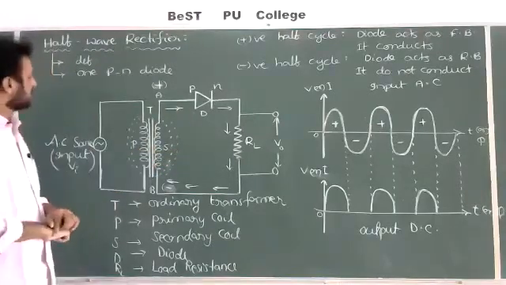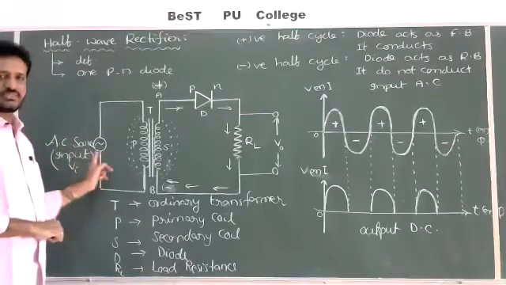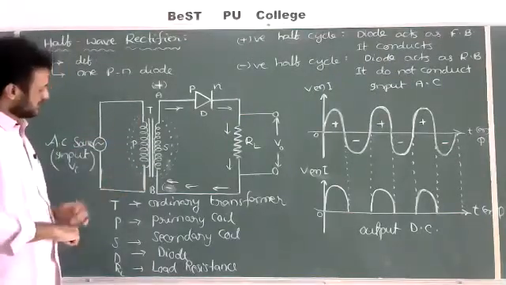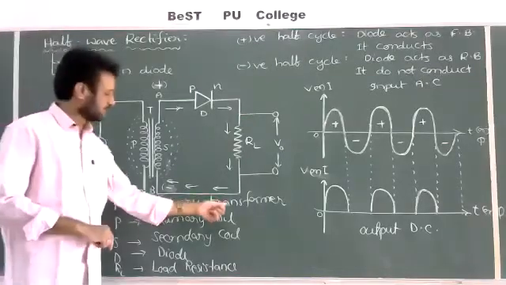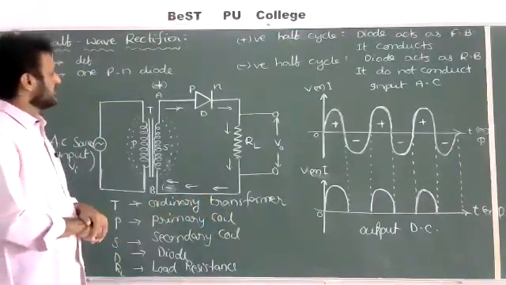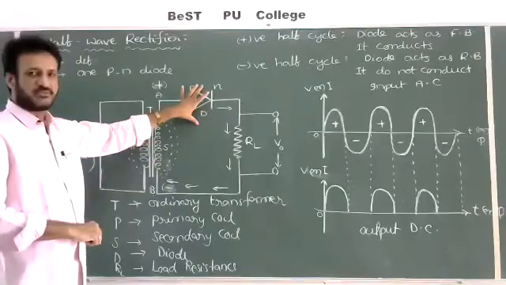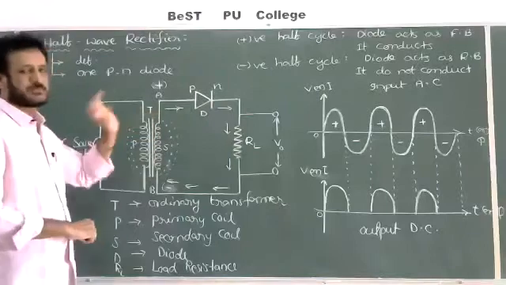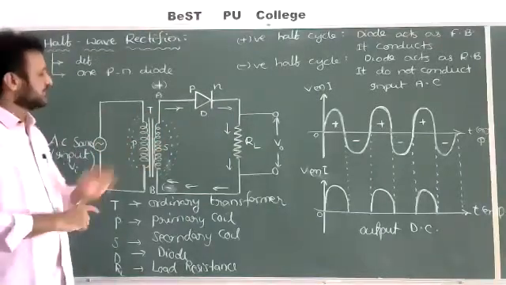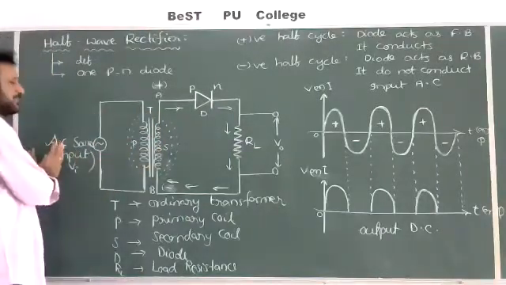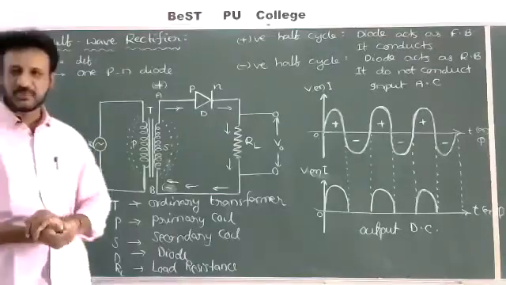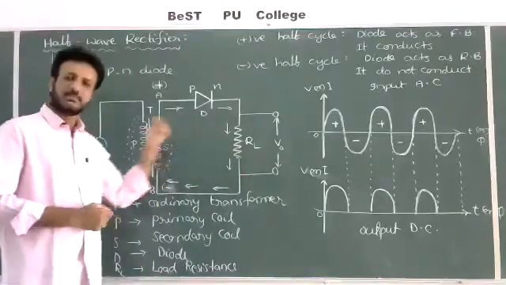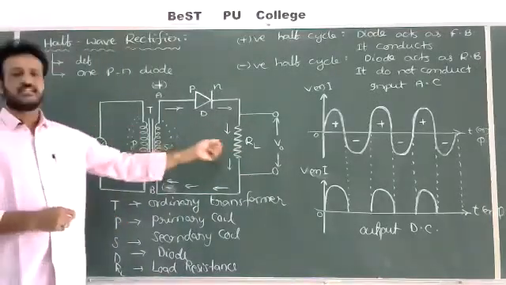In the primary circuit, what have you connected? One AC source is connected to the primary coil of the transformer. What type of transformer are we using? An ordinary transformer. Now in the secondary circuit, one PN junction diode, one load resistance and also the secondary coil of the transformer are connected as shown in the figure. Generally, input is passed through the primary coil of the transformer and output is collected through the load resistance. Always the input is AC and the output is DC.